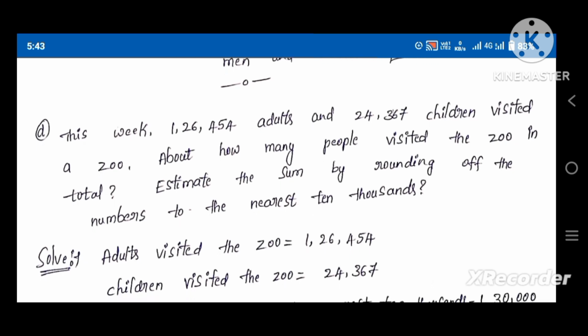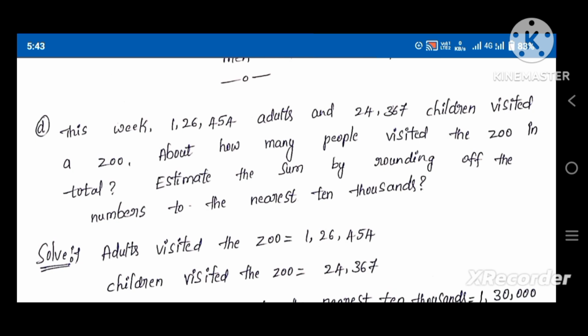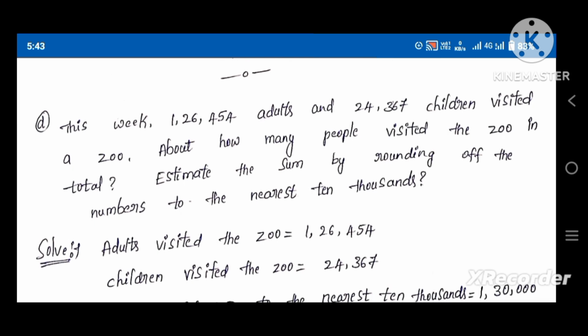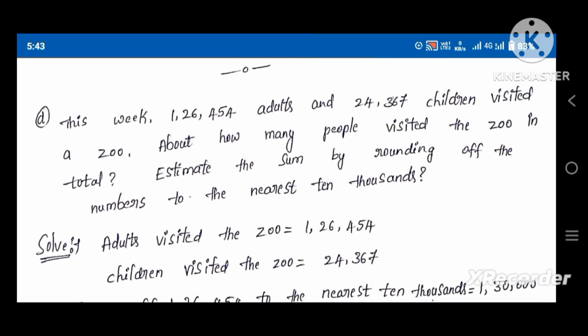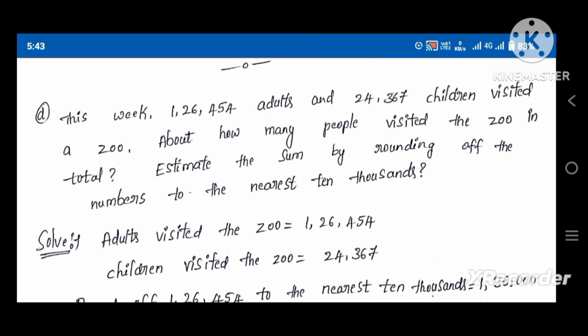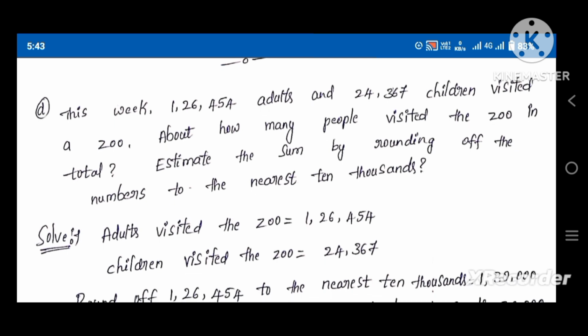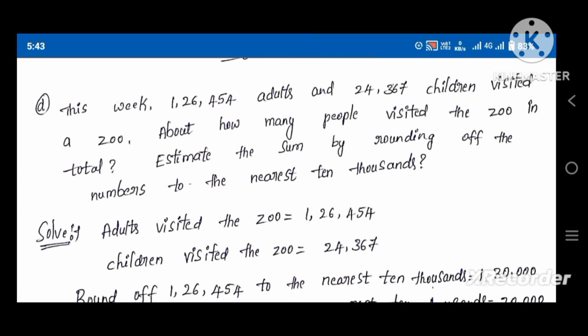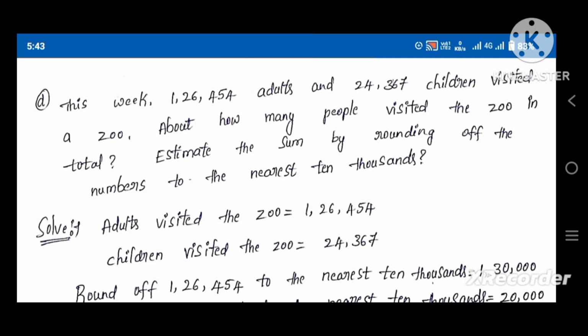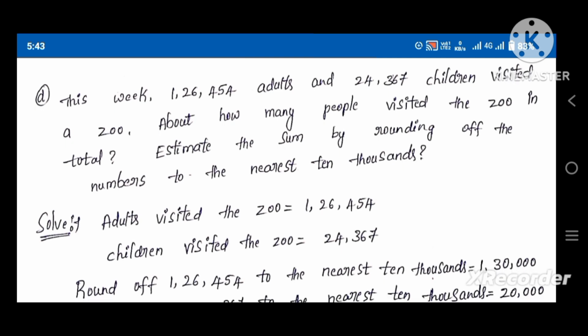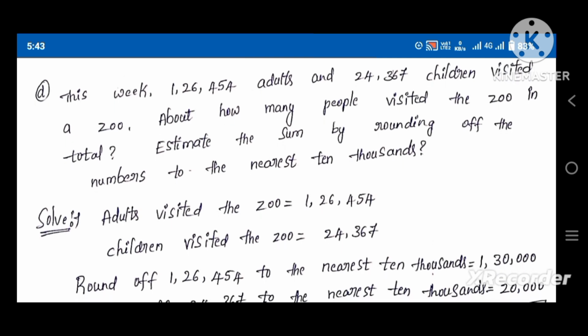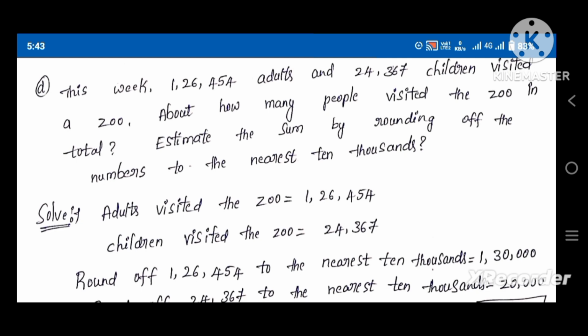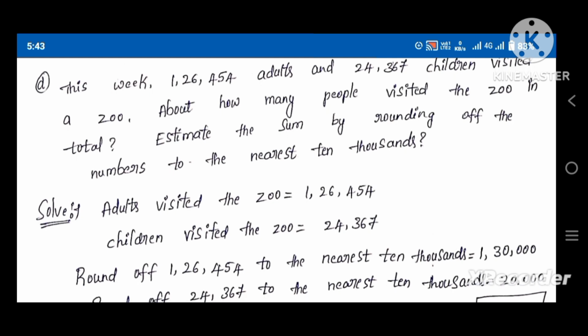Question number D. This week, 1,26,454 adults and 24,367 children visited a zoo. About how many people visited the zoo in total? Estimate the sum by rounding off the numbers to the nearest 10,000s.